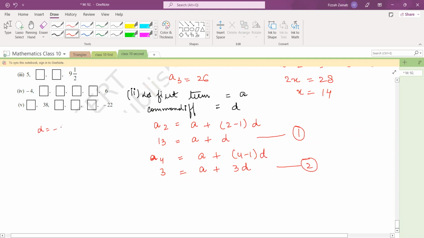D is minus 5 and a is 17. Are you sure? Or should I do it? Ma'am, a is 18. Yes, Hamna, you are saying something? Ma'am, I was saying a is 18 and d is 5. Okay, d is 5 or minus 5. Good. So I have to check now, right?